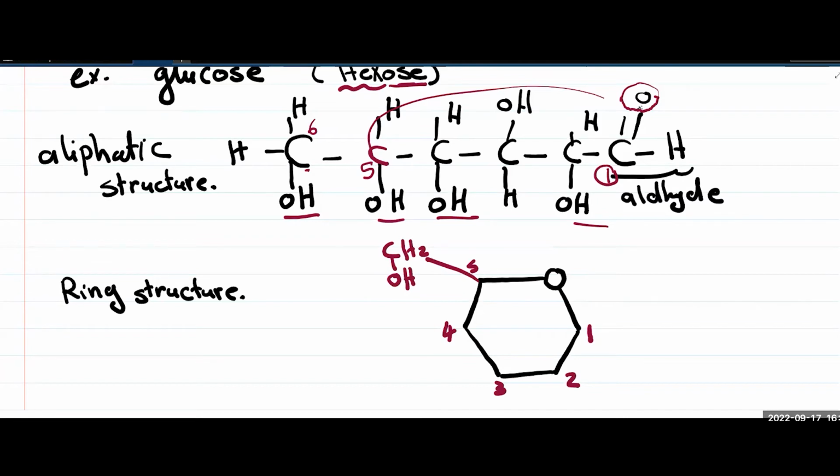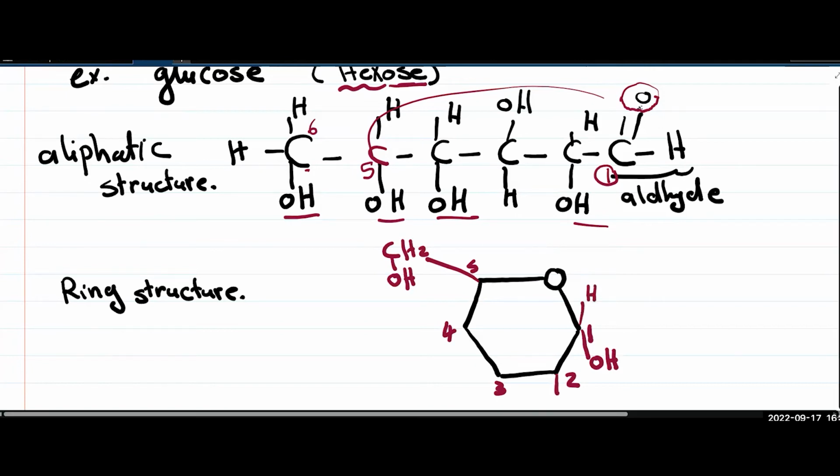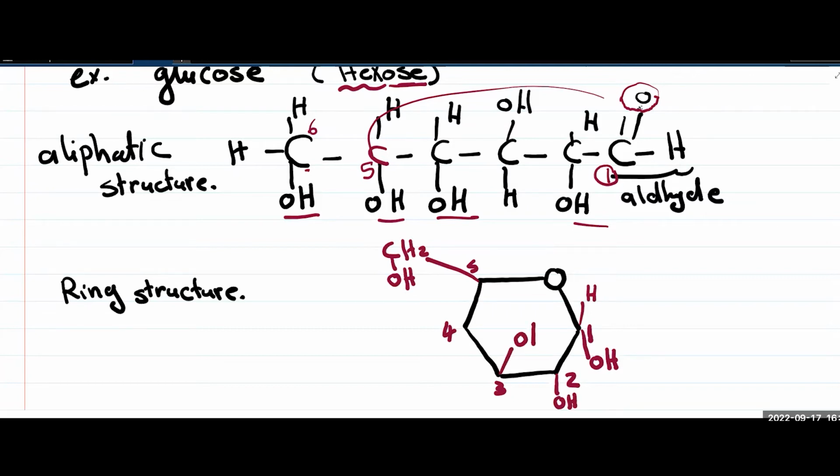Is it clear? Carbon number 1, the hydroxyl group will be drawn down here, and the hydrogen is supposed to be here. Carbon number 2, the same, the hydroxyl group will be down. Carbon number 3 is the only one found on the other side, as well as number 4 will be down like the others. Okay, so this is the ring structure of the glucose.